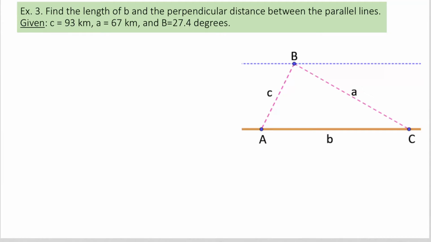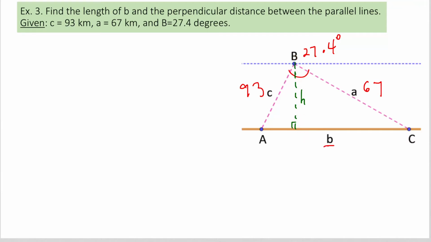Right, so in this problem it says find the length of B, so that's this side, and the perpendicular distance between the parallel lines, so these would be the parallel lines. We're given C is 93, A is 67, and angle B is 27.4 degrees. All right, and we're trying to find side B over here, and also the perpendicular distance. So the perpendicular distance we'll call H.